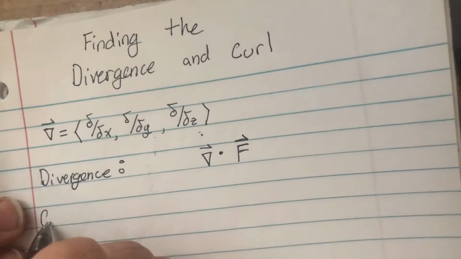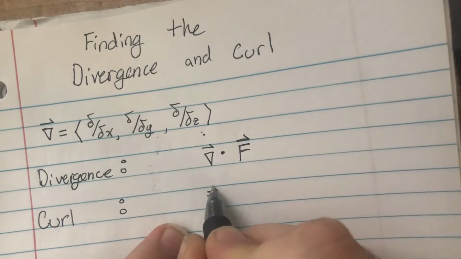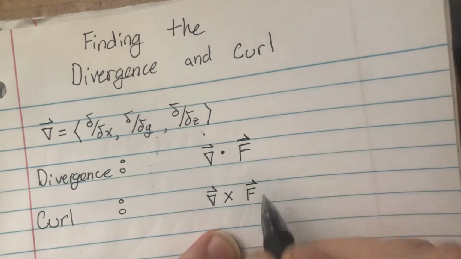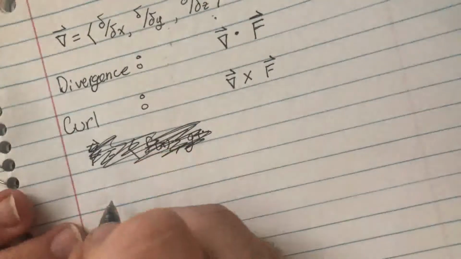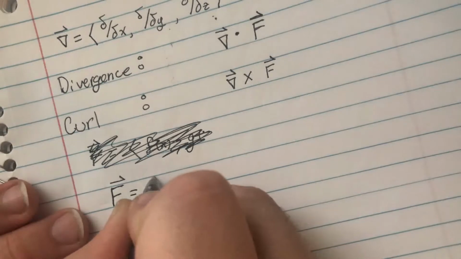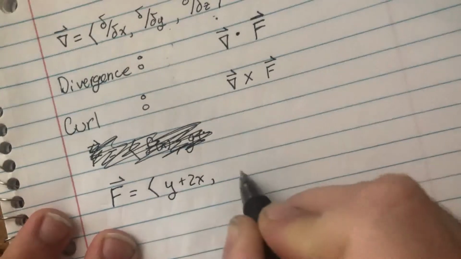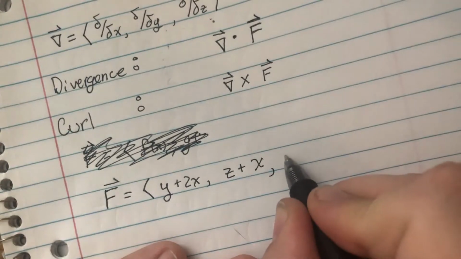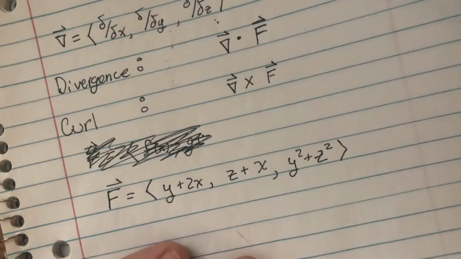And the curl of a vector field is just the del vector crossed with the vector field. So let's use as an example, let's think of something easy. So I'll just say this is y plus 2x, z plus x, and y squared plus z squared. So this is our vector field.